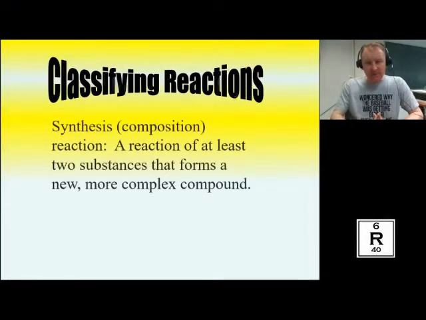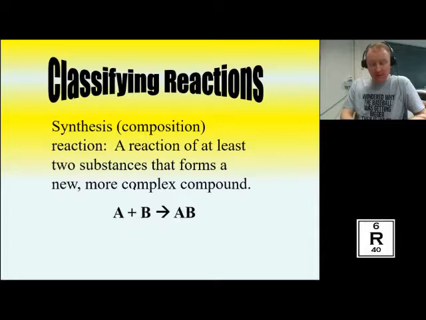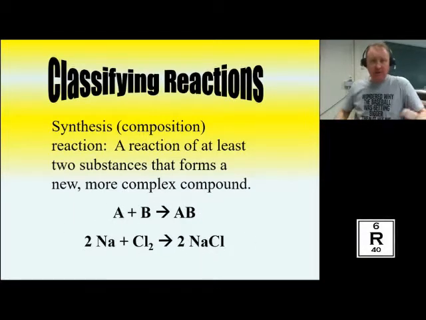Okay, the first type of reaction is a synthesis or composition reaction. In a composition reaction, you have reactants reacting together to make a more complex product. So it's a reaction of at least two substances that form a new, more complex product. In this general example, I've got A plus B equals AB. And a real example would be something like this: sodium plus chlorine yields sodium chloride.